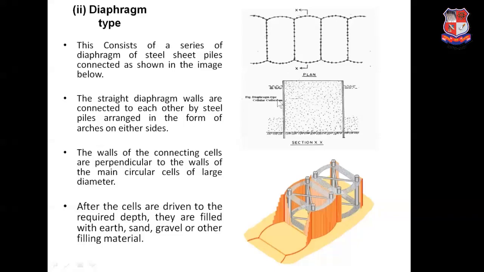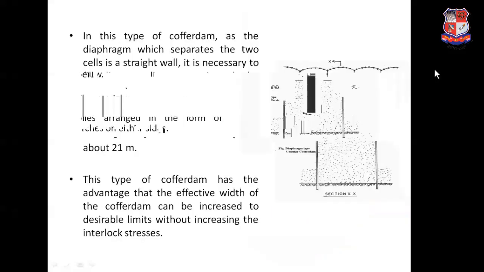After the diaphragm type cofferdam is installed at the required depth, the in-between space is filled with the materials, and that will work as a cofferdam. In this type of cofferdam, as the diaphragm which separates the two cells is a straight wall, it is necessary to fill adjacent cells at approximately the same rate. Here we have to take care.